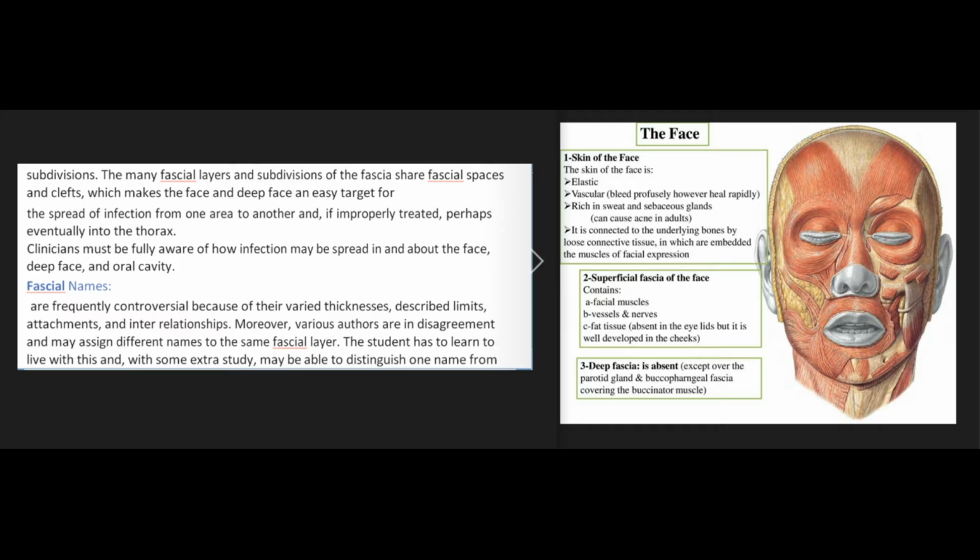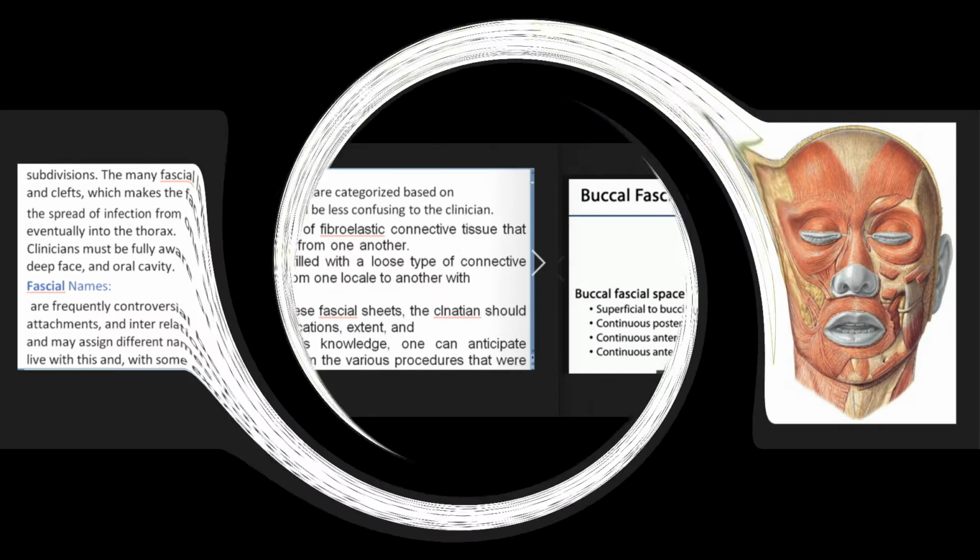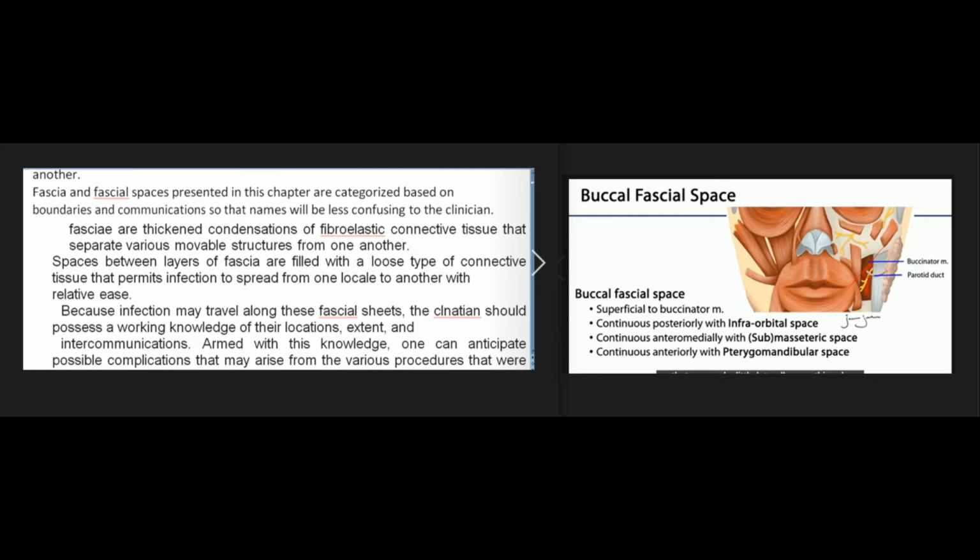Clinicians must be fully aware of how infection may be spread in and about the face, deep face, and oral cavity. Facial names are frequently controversial because of their varied thicknesses, described limits, attachments, and interrelationships. Moreover, various authors are in disagreement and may assign different names to the same facial layer. The student has to learn to live with this and, with some extra study, may be able to distinguish one name from another. Fascia and facial spaces presented in this chapter are categorized based on boundaries and communications so that names will be less confusing to the clinician.